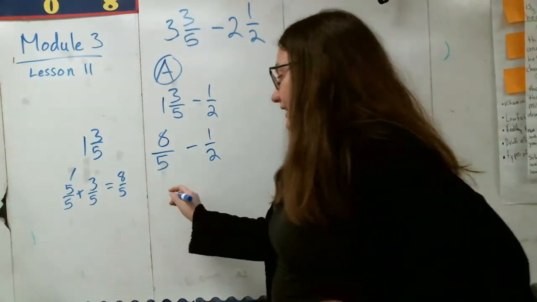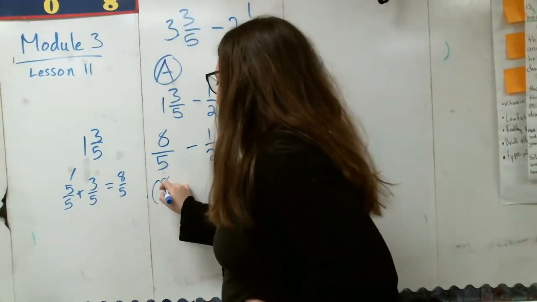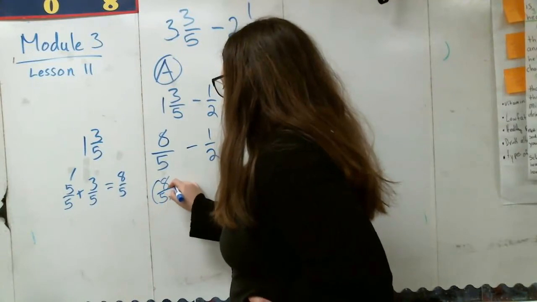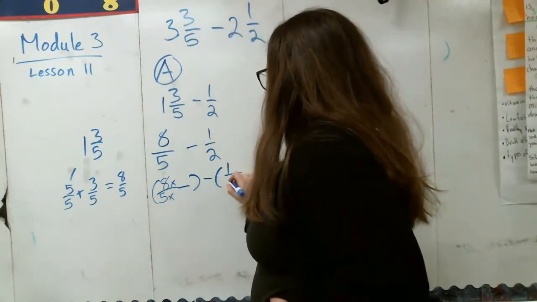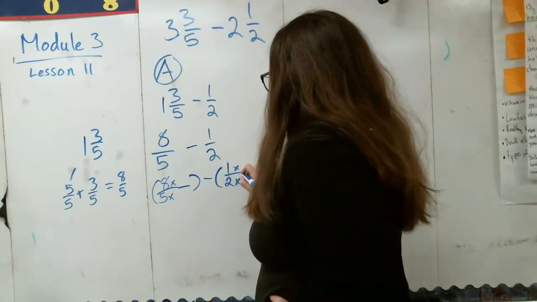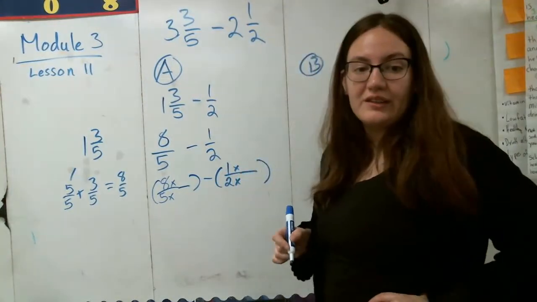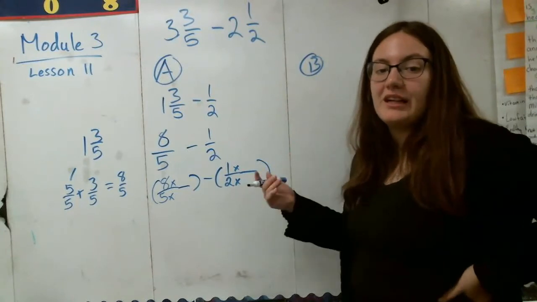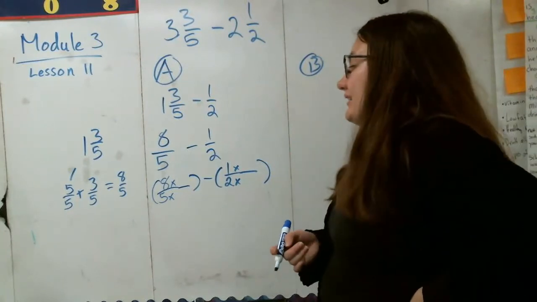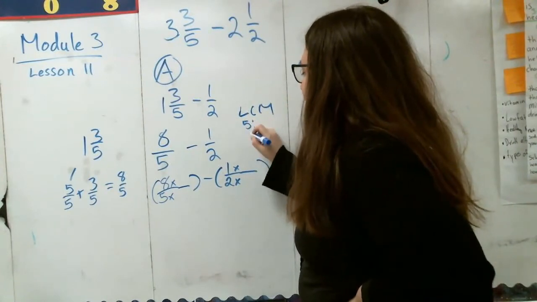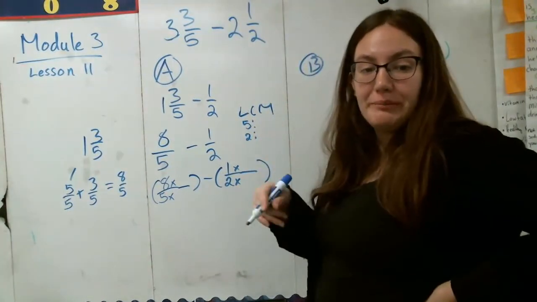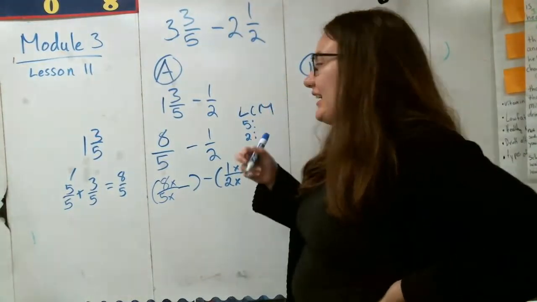And now I can set these up in the parentheses and go ahead and subtract. So we have 8/5 minus 1/2. So we set up our problem just like this. And then when I think about my LCM, I think about, well, what would be the least common multiple between 5 and 2? And by this point, you might be starting to get pretty good at this, and you can start doing it in your heads.